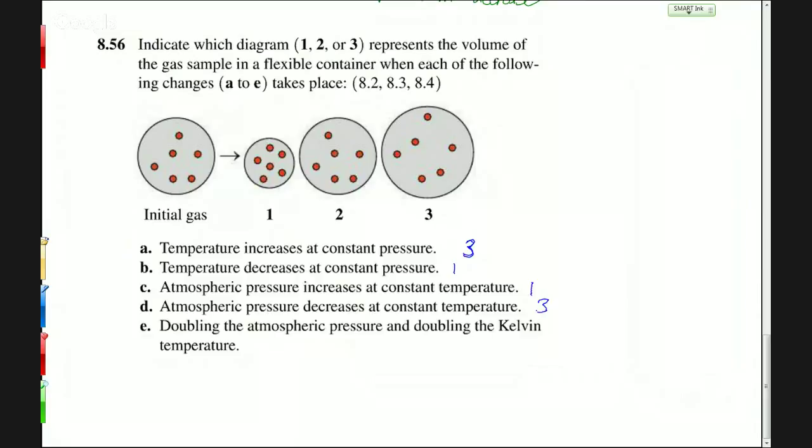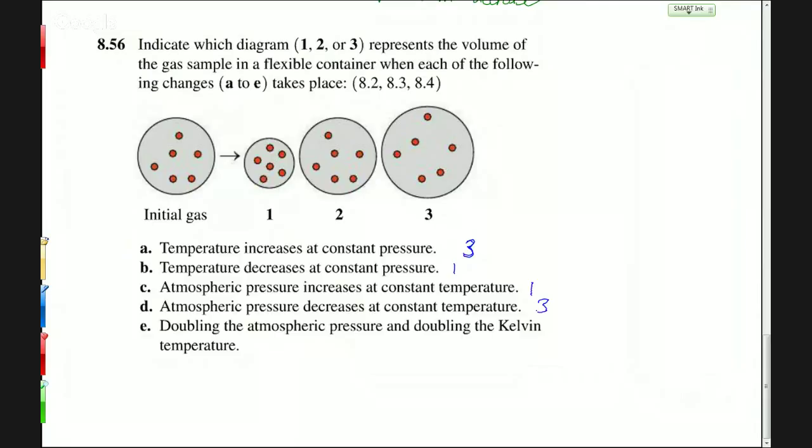And then what if you double the atmospheric pressure and double the Kelvin temperature? Kind of a tricky one. So think about what happens here. You double the pressure and you double the temperature. Still the same. It will not change. Why? Because we double both of them. So if we double only one, yours will be different.